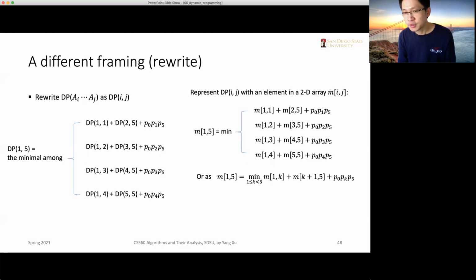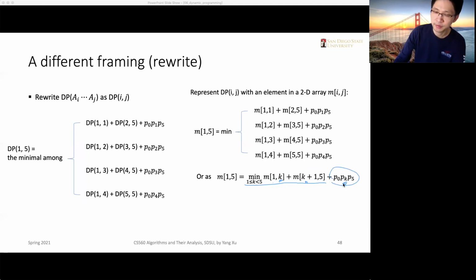Or, because it's too many equations, why don't we just rewrite the whole thing into one equation? It'll be the minimum among all possible places to place the k. So k can be 1 to 4, and the range would be 1 to k here, and k plus 1 to 5 here. And remember, there is an additional cost, which is related to the dimensions of the matrices.